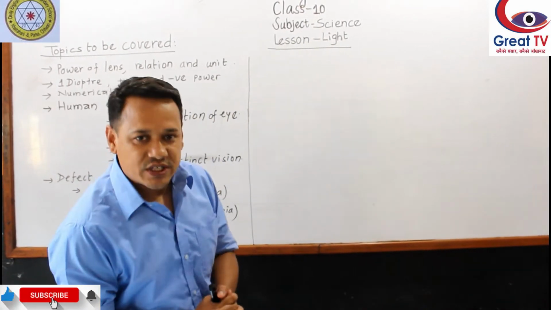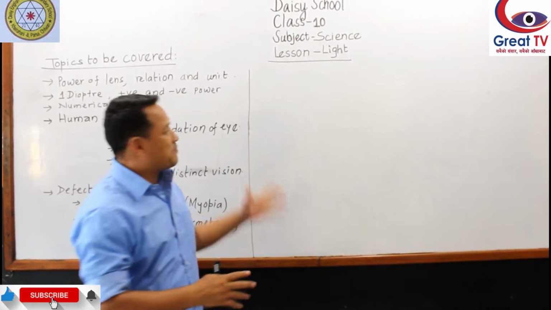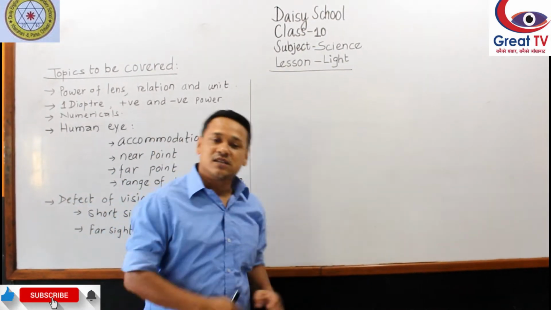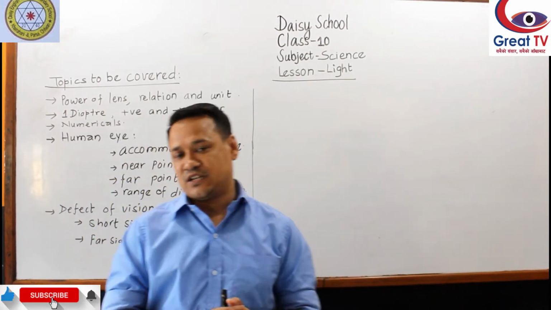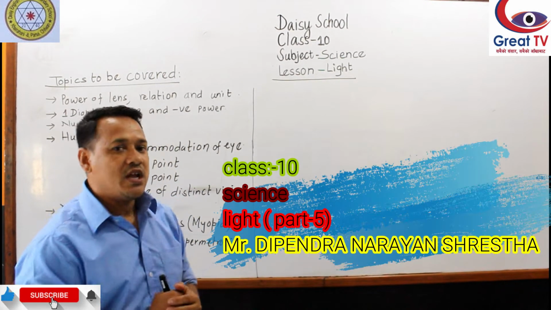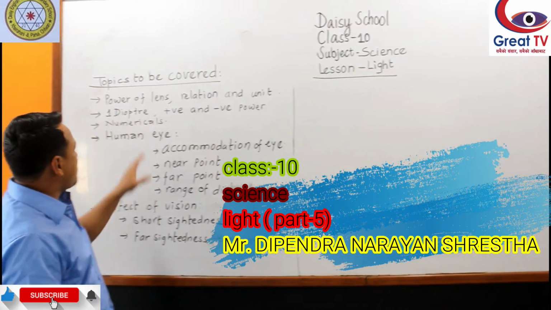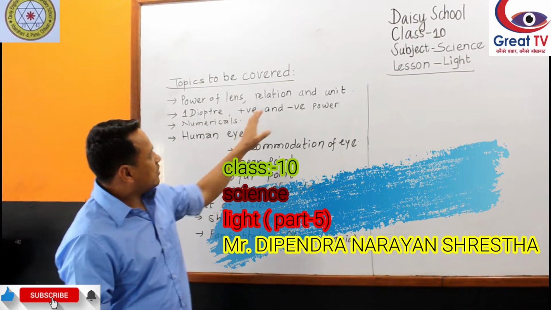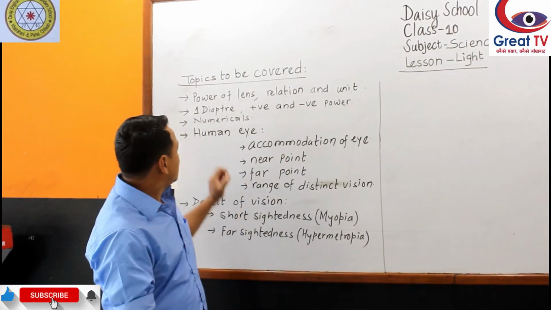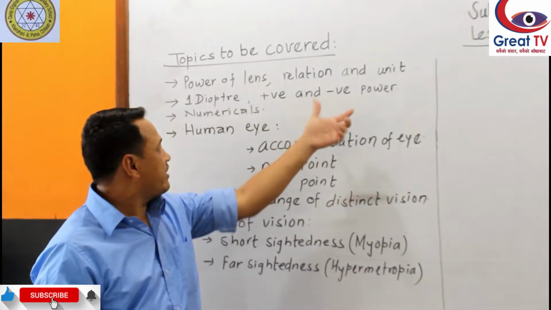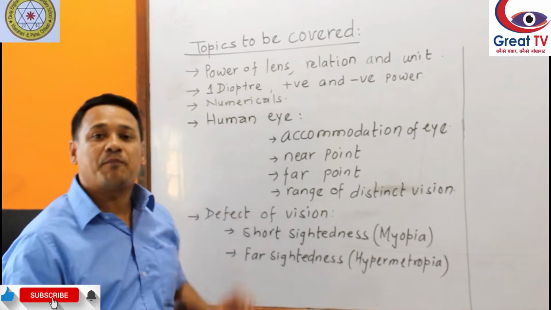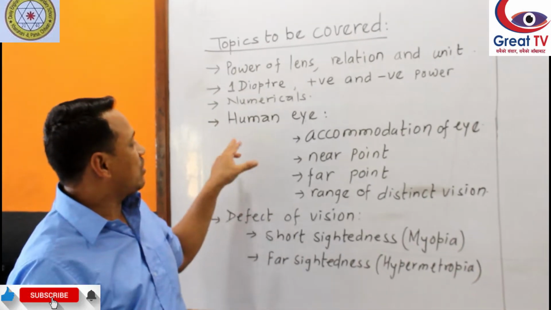It's me Dipendran Shrestha. Today I am here with the remaining part of the light lesson of class 10 science. In the previous video we discussed up to magnification of lens. Today in this video we are going to discuss the power of lens, its relation, unit, the definition of one diopter, positive power, negative power, some numericals related to the power of lens, and then topics related to human eyes.